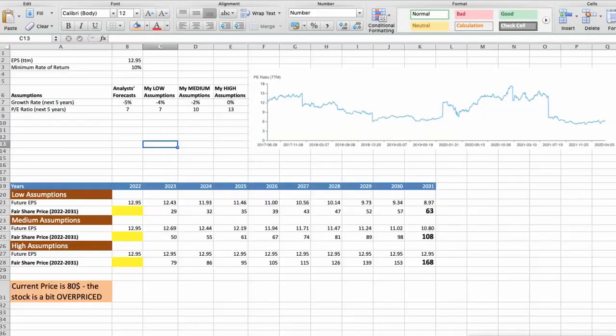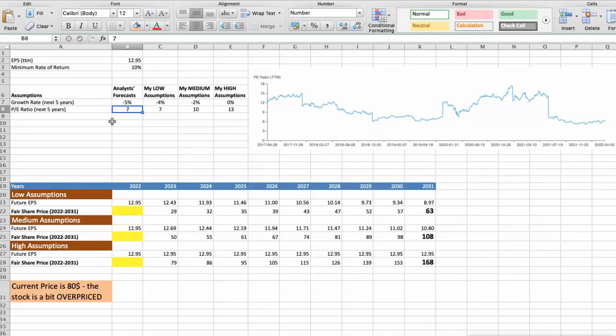Second model. Valuation based on earnings per share. This spreadsheet contains another financial data that we will use for the stock valuation. The current earning per share price for the company is 12.95. Minimum rate of return. I will use 10%. Because when we invest in individual stocks, we are looking for a higher return than the S&P 500. For Rio Tinto, analysts forecast growth rate around -5% per year in next 5 years, and future P/E around 7.